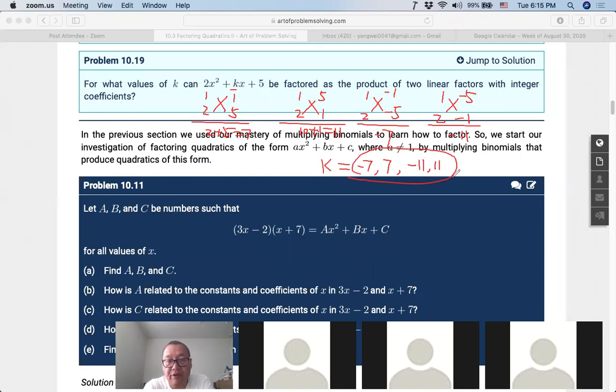Right? So when you say 2, you can only write 2 equals 1 times 2. 5, that's 1 times 5.